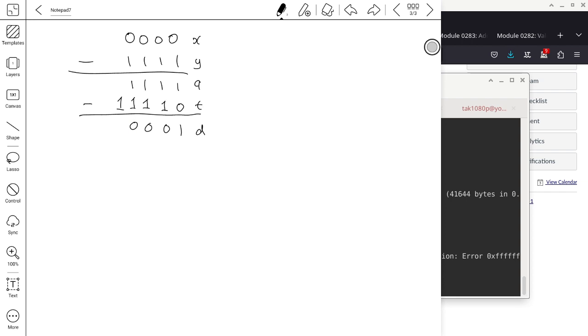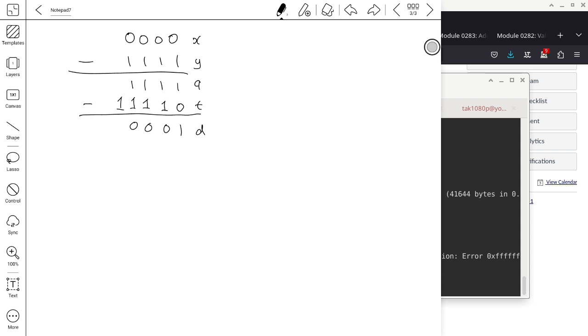Do we have any questions about binary subtraction? Or subtraction of any kind? No questions? Okay, that's okay. All right, so then we move on to another one.